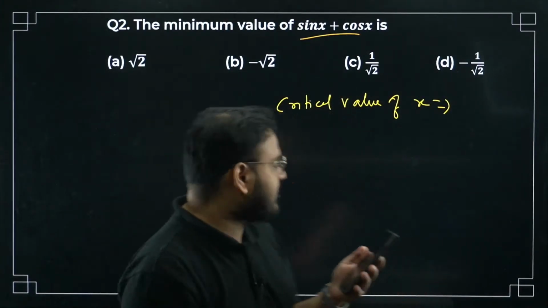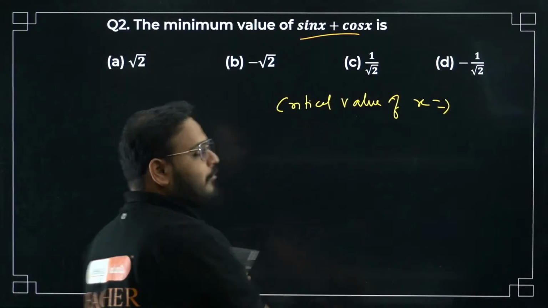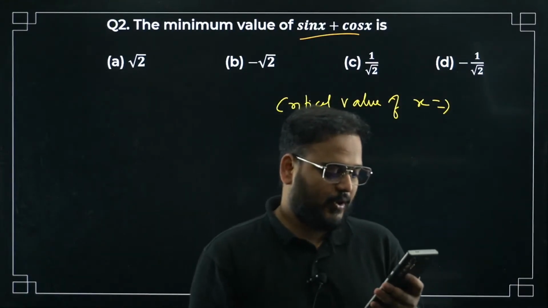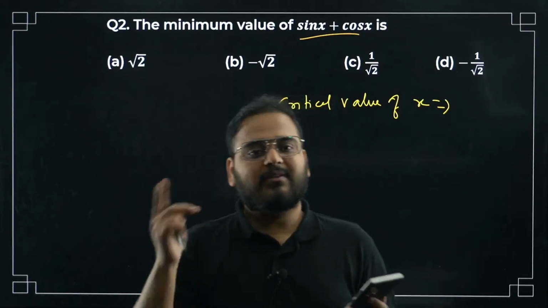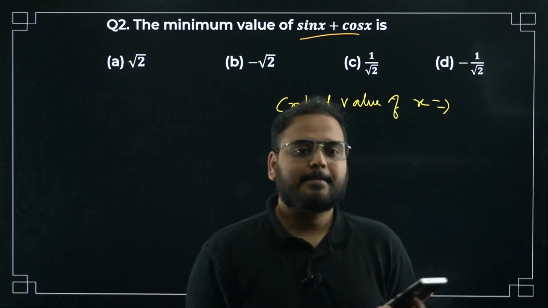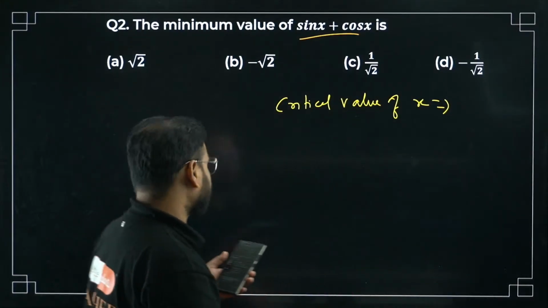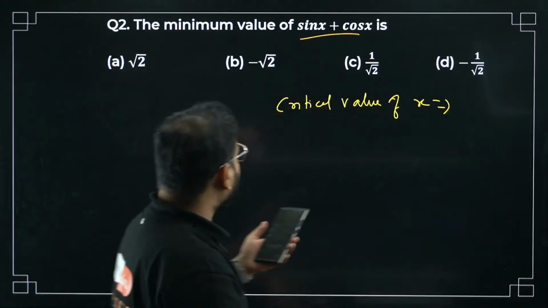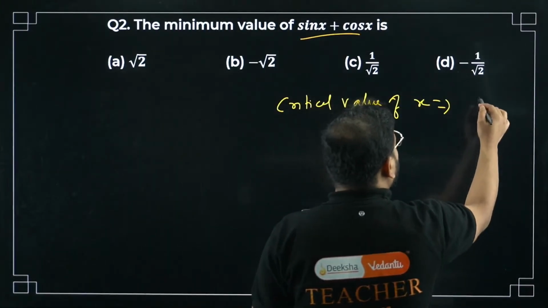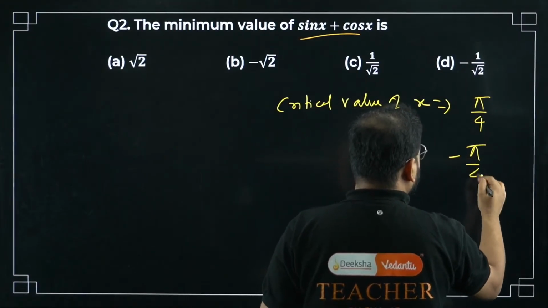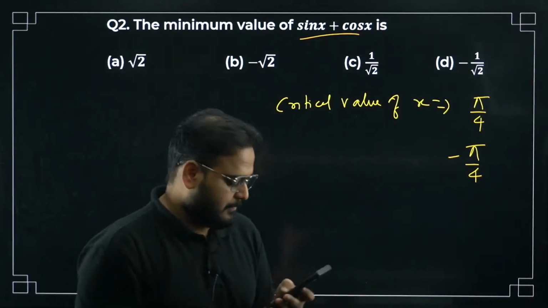Okay, so please everyone, I want more comments from all of you. Give me the answer for the critical value of x. Based upon that we'll figure out which is the correct option. Pi by 4, correct, very good Chandan. But pi by 4 is correct, but if I write minus pi by 4, will that be wrong? Please tell me.